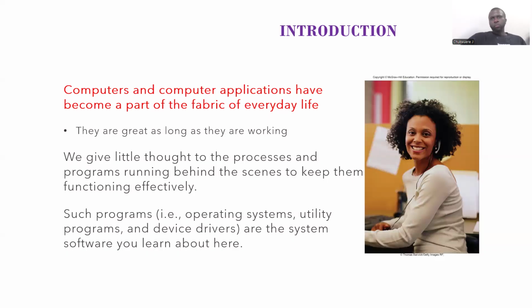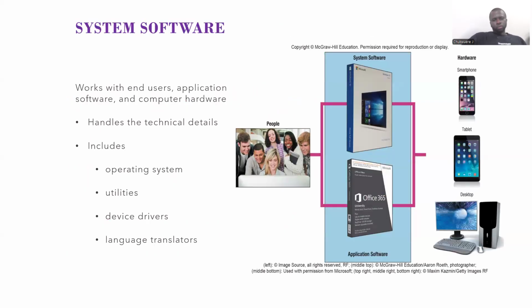Meaning, the system software is what the computer uses to perform its function. It is a background program that enables the computer to be effective, through which you can load all the applications as you learned in our previous lesson. Okay, so what does this system software work with? End user applications and computer hardware. System software is what enables end user applications to work.